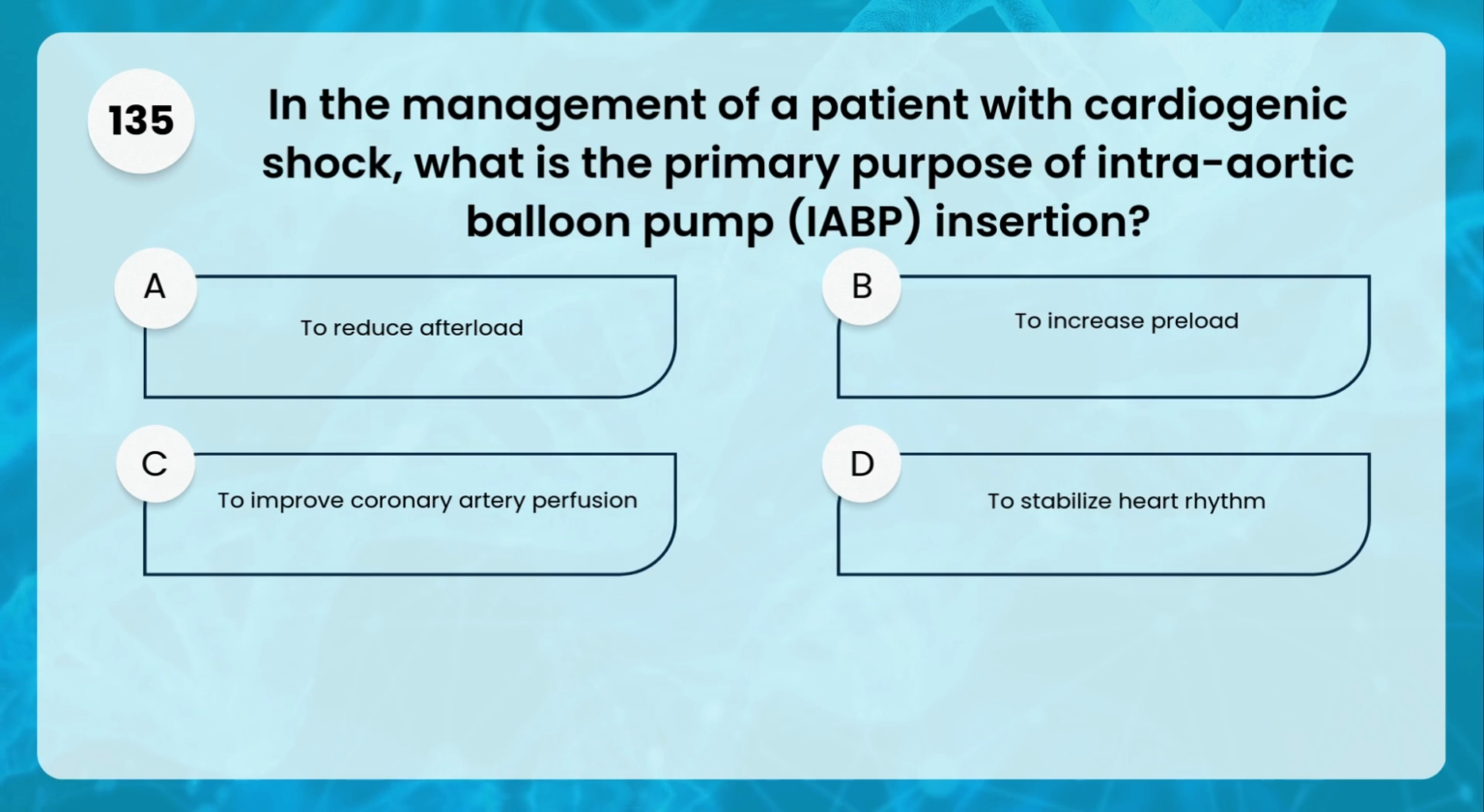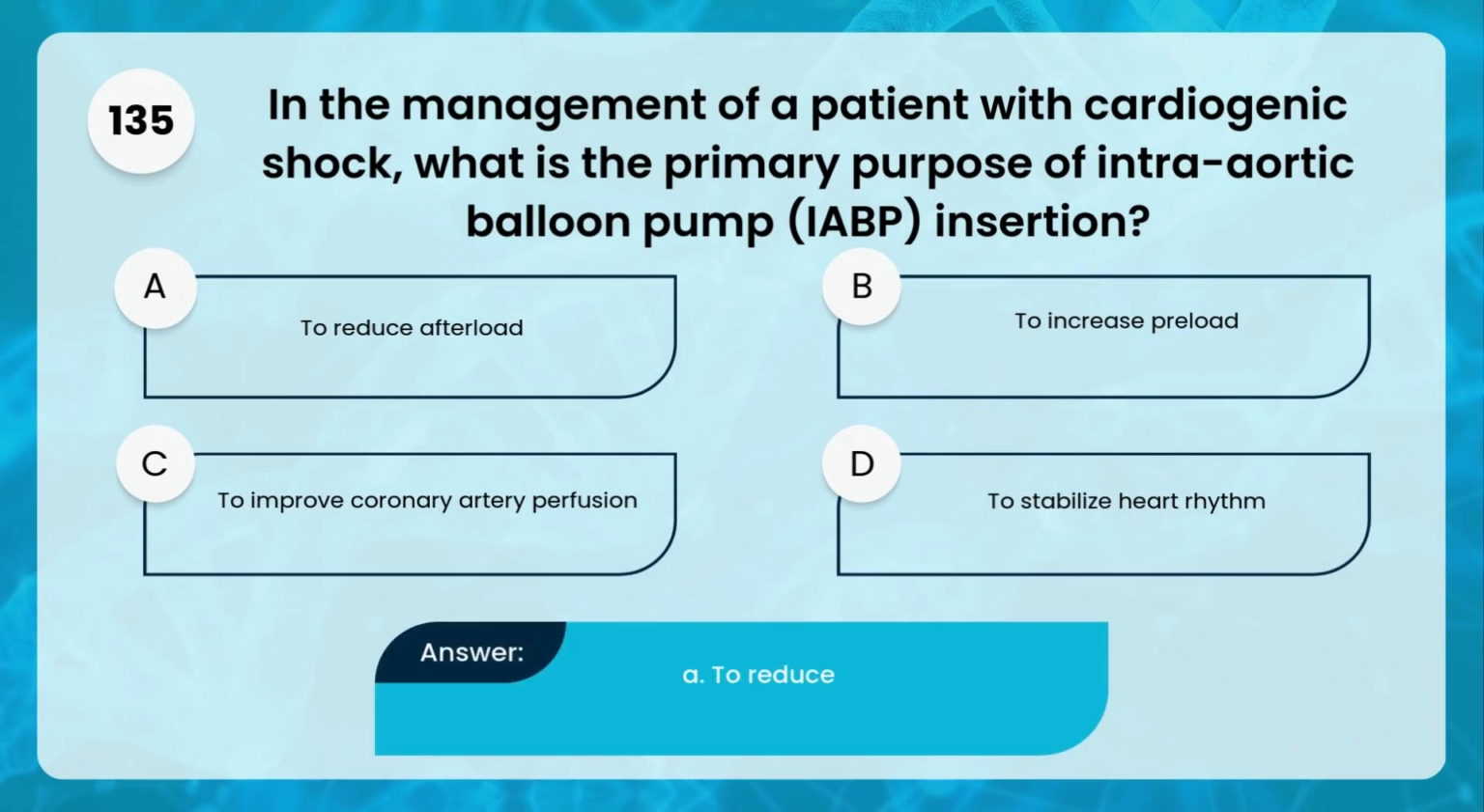135. In the management of a patient with cardiogenic shock, what is the primary purpose of intra-aortic balloon pump (IABP) insertion? A. To reduce afterload. B. To increase preload. C. To improve coronary artery perfusion. D. To stabilize heart rhythm. The answer is A. To reduce afterload.